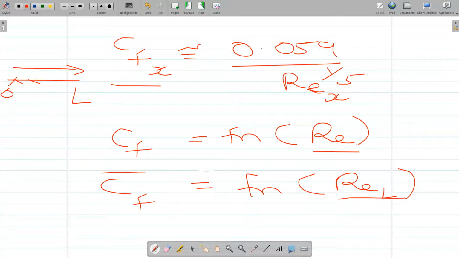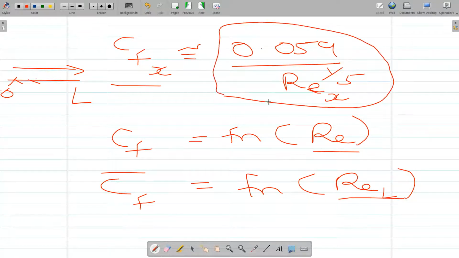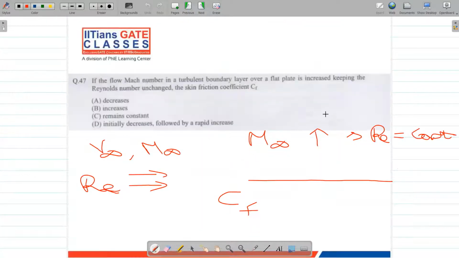So from this expression you can see, and this is for a turbulent flow, to keep in mind, that CF is purely a function of Reynolds number. So as long as the Reynolds number does not change, your CF doesn't change. Even if you increase the Mach number and keep the Reynolds number unchanged, your CF is going to be constant. So the right answer to this question is option C.